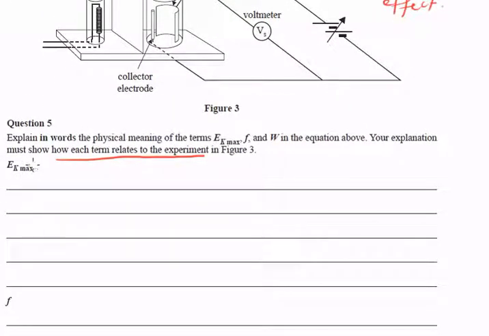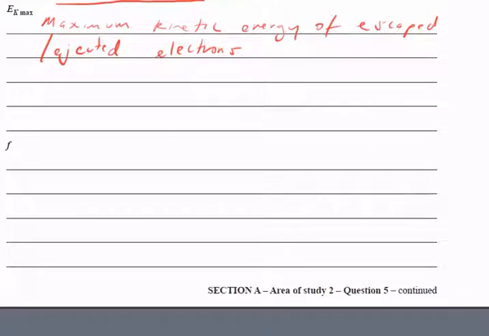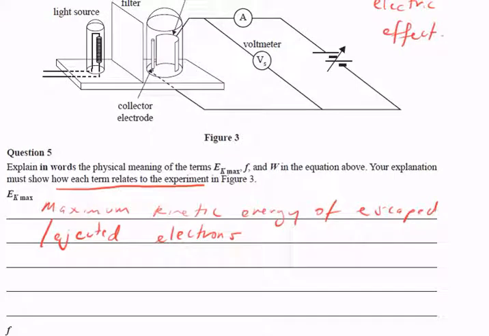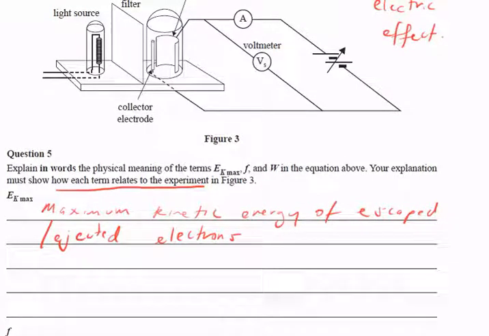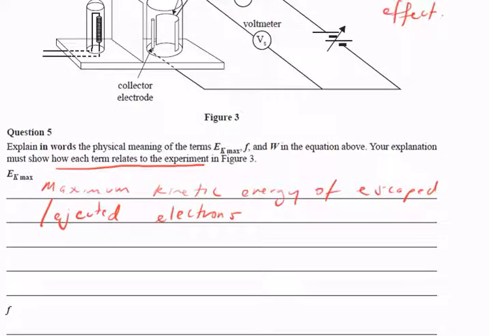Alright, so EK max is the maximum kinetic energy of escaped, or maybe a better word would be ejected electrons. Now I think, I haven't got this all on one page, I think they're only worth 1 mark each. So I don't think I'm going to talk about the voltages for this at the moment. Right.